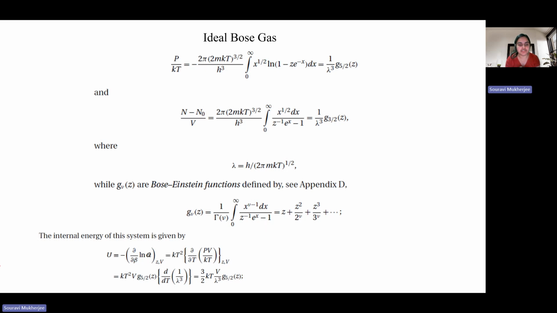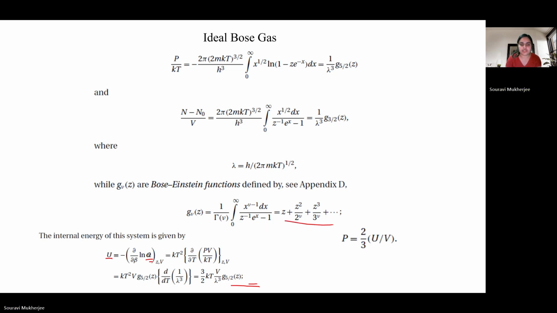The internal energy again. You know the relation between the grand canonical partition function and the internal energy, or the average energy, right? So this is the relation. Here again, you can use the same expressions to write an expression for the internal energy. You're writing all of them now in terms of the Bose-Einstein function, which is a series.